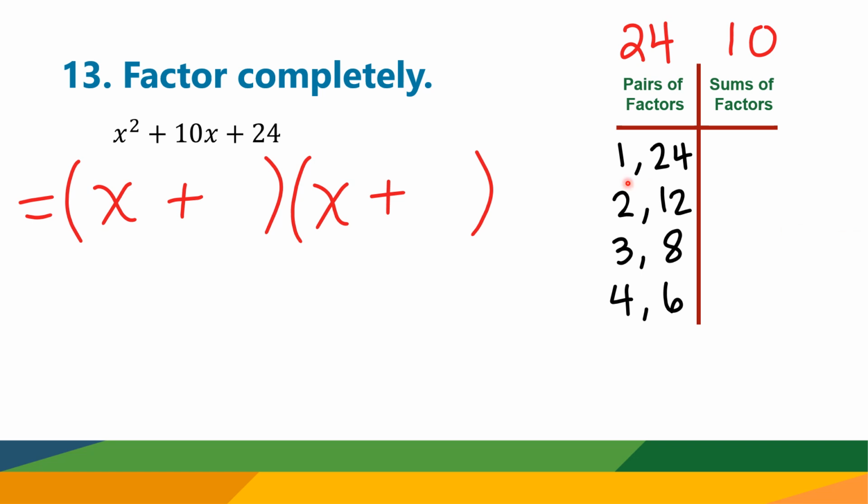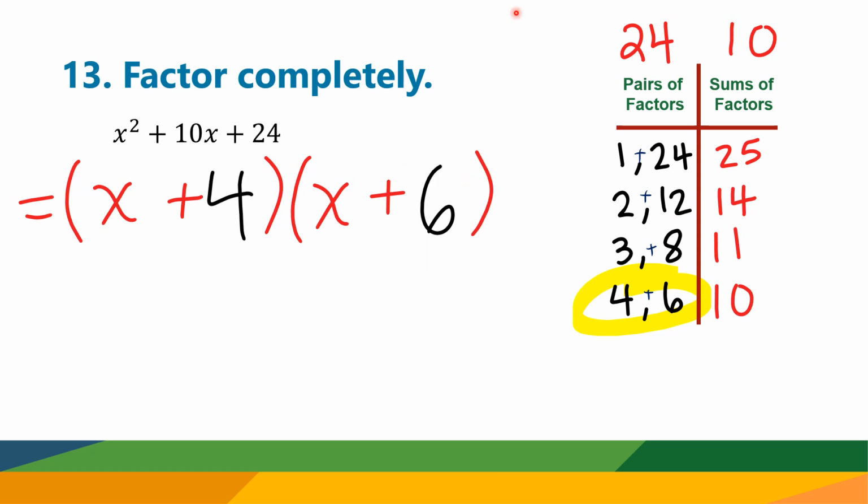All right, so let's add those together. So remember, we're really just taking and adding these together. It's that simple. 1 plus 24 is 25. 2 plus 12 is 14. 3 plus 8 is 11. And 4 plus 6 is 10. That's what we were looking for. We were looking for 10. All right, so there's our factor pair. 4 and 6, that's our numbers. So let's plug those into our template and our little blanks. 4 and 6. And nothing needs to be simplified, so you are all done.